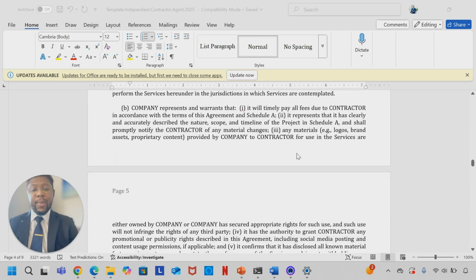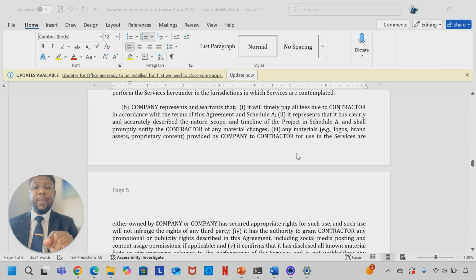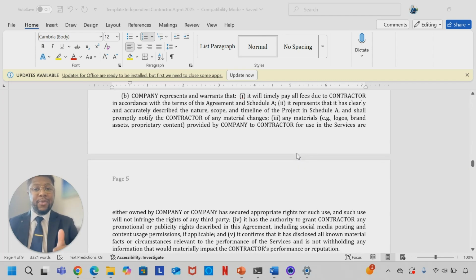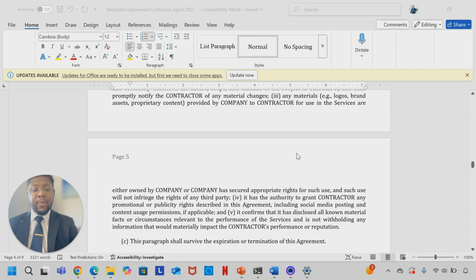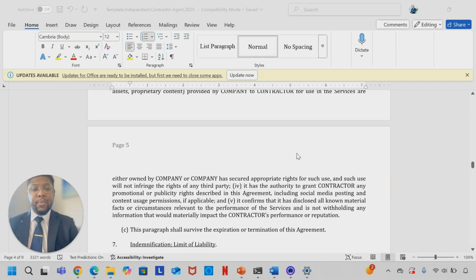But here in this agreement, we make sure that the company is making more promises to you than you are to them, essentially making sure that they have the right to enter into this agreement, that they will pay you on time, and that any of the materials that they are providing you in order to perform the services won't violate anyone else's third-party rights, as well as a few other additional protections that we put in place for you.